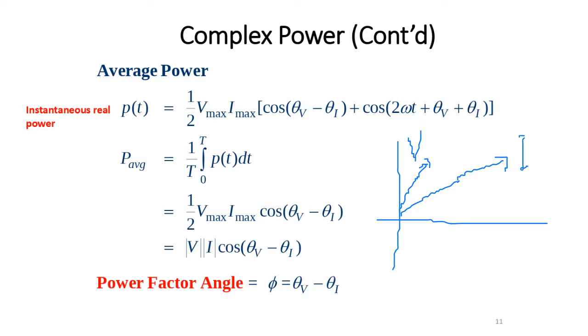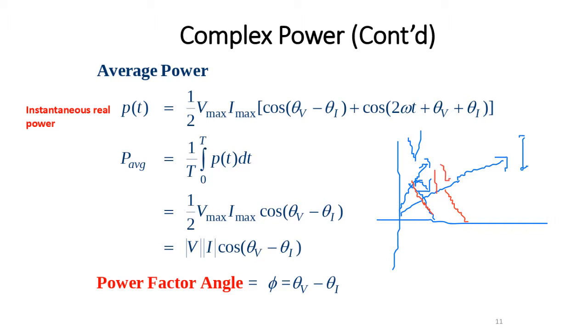This is the angle we're talking about. Okay, this is the angle in between. So if you're given, for example, the angle of the voltage is 60, it means from here to here, 60 degrees. And the angle of the current is 45, from here to here, 45. Therefore, the power factor angle is 15.